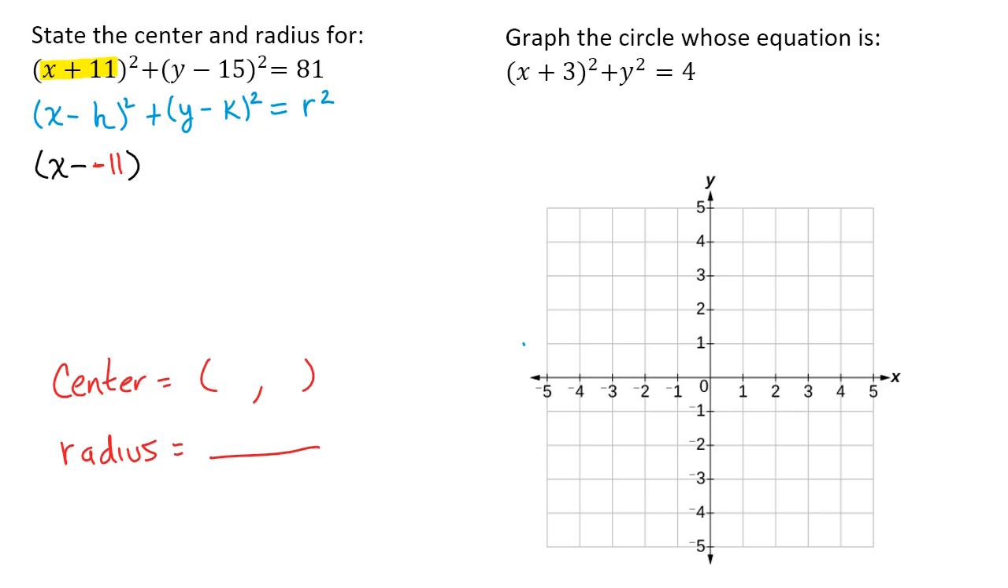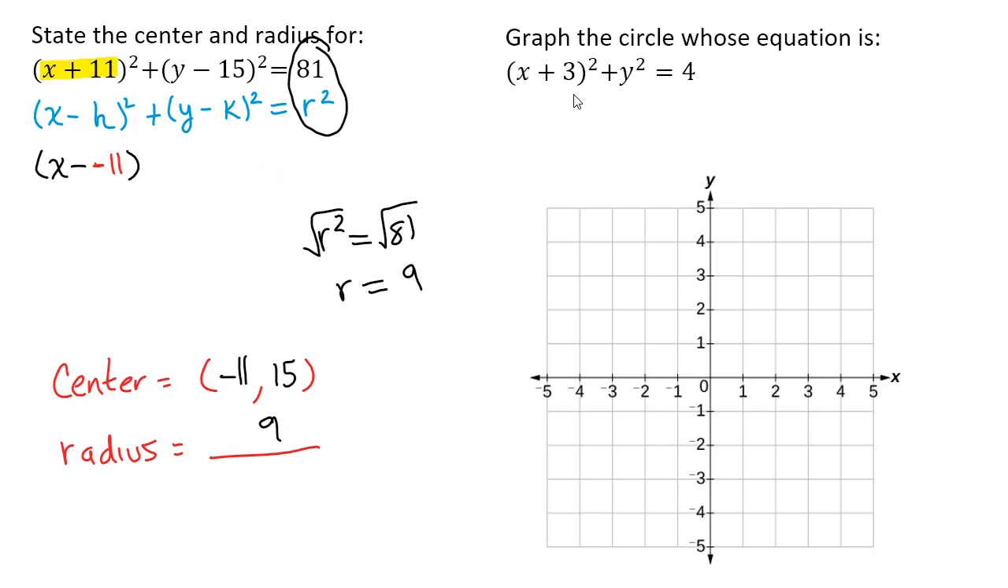So let's write down the coordinates. For the center, the coordinate for x is going to be negative 11, and the coordinate for y is going to be 15. So negative 11, positive 15. Pay attention to those signs. Now for the radius, I know that the radius squared is equal to 81. So if I want to know the length of the radius, I take the square root of both sides to get that the radius is equal to 9.